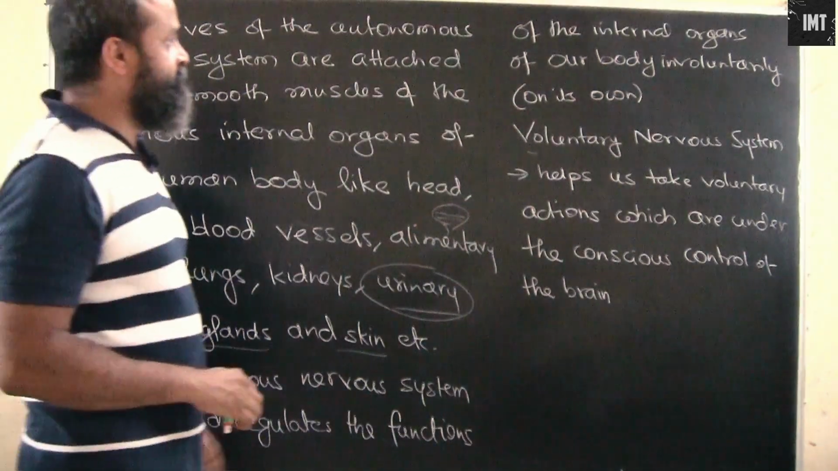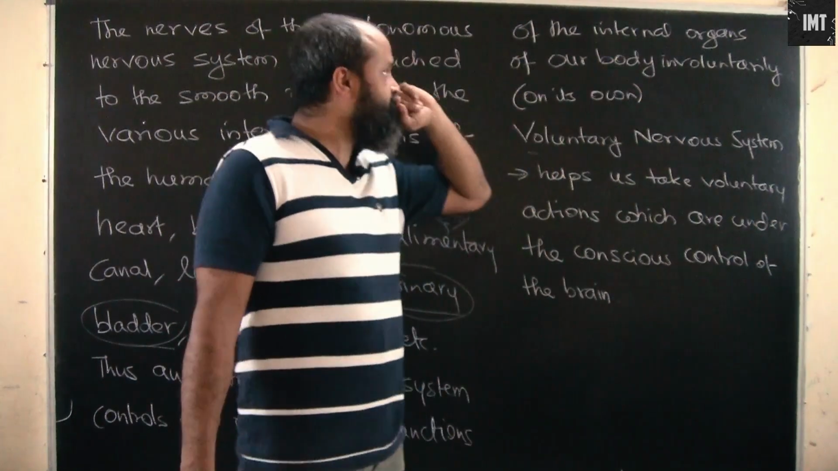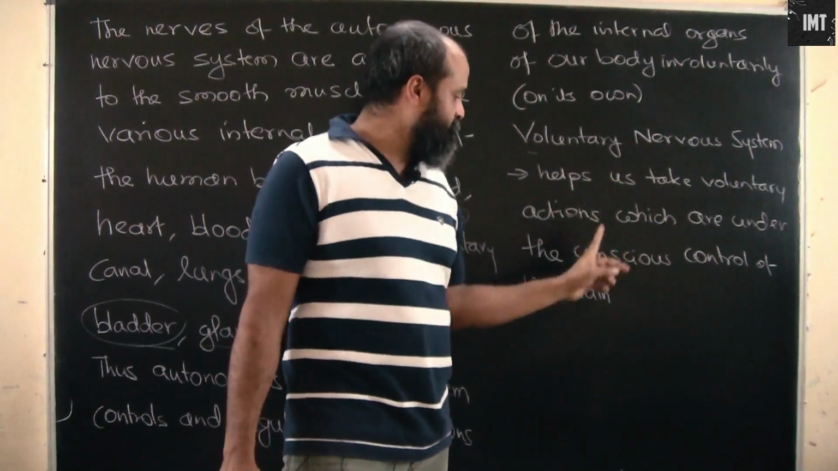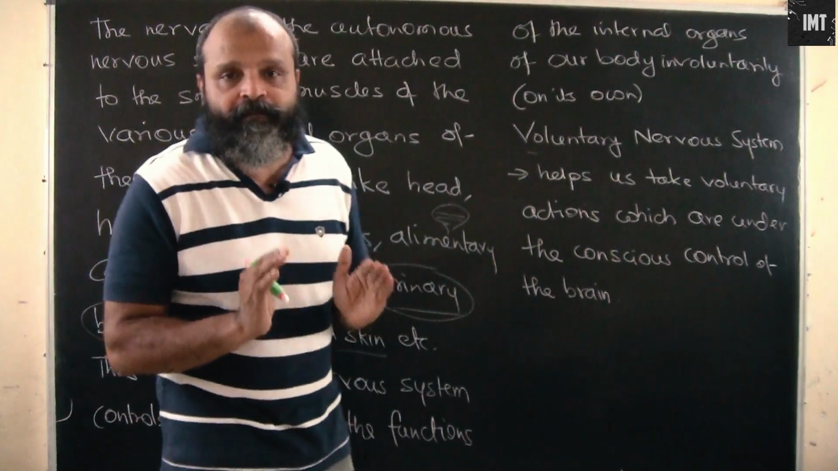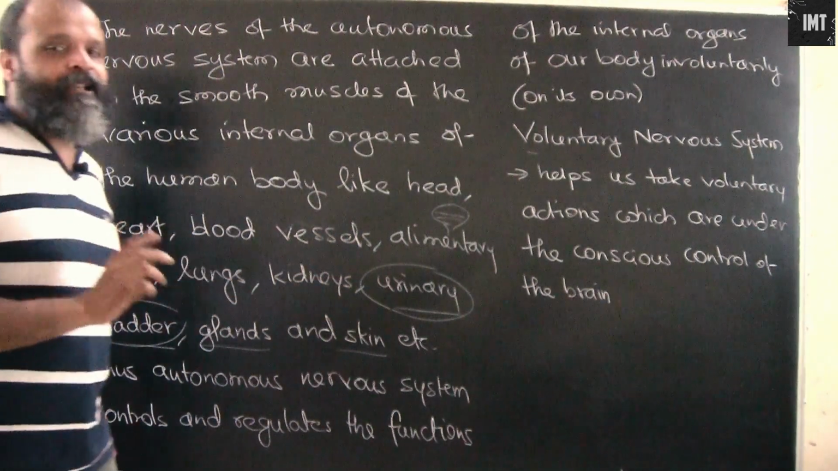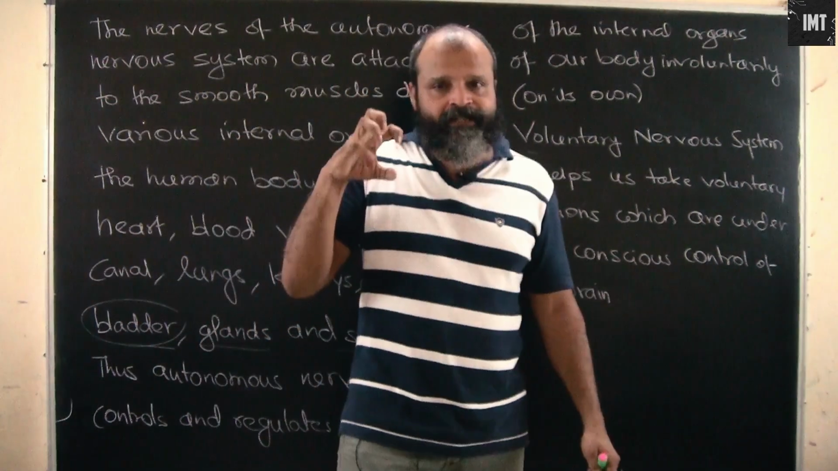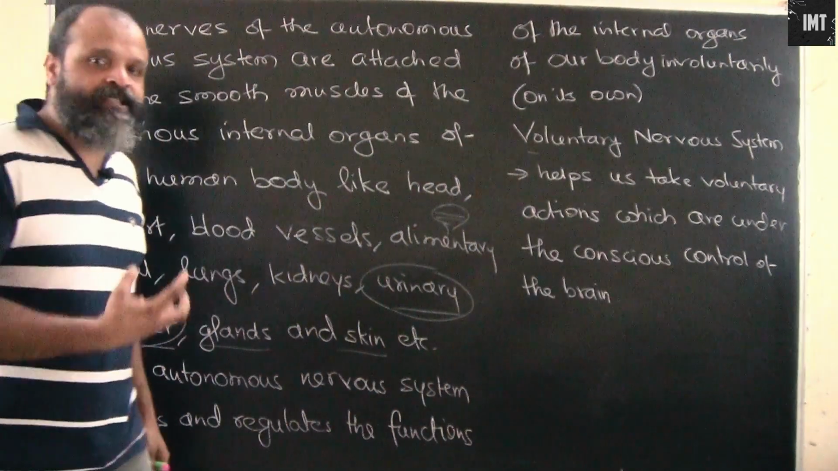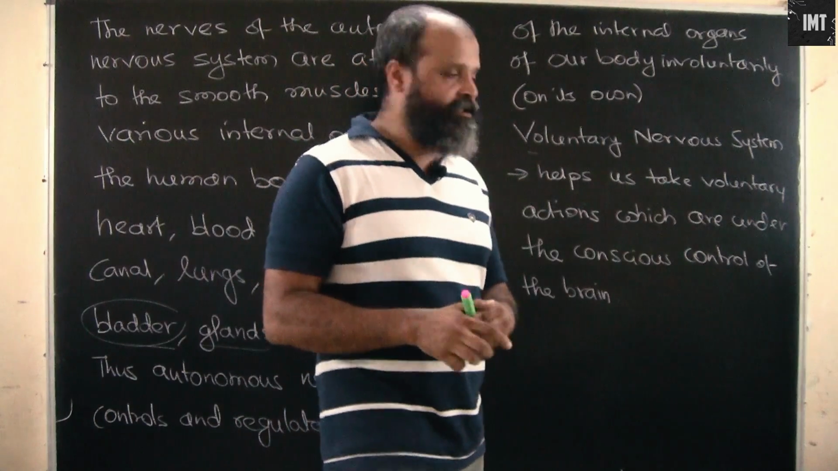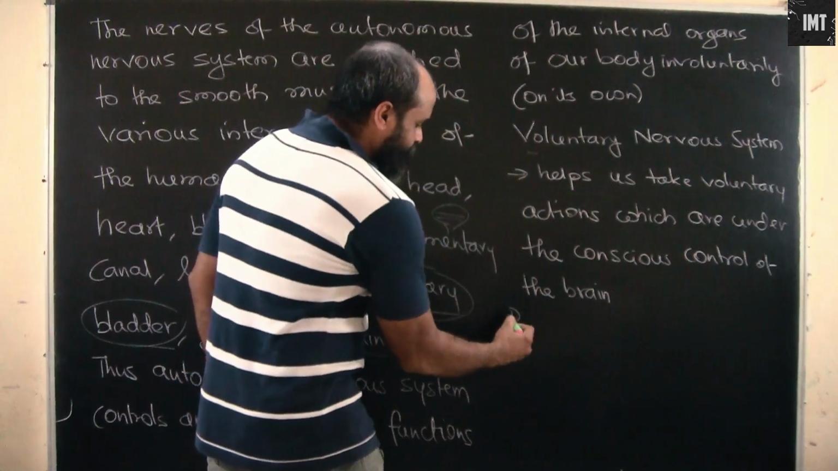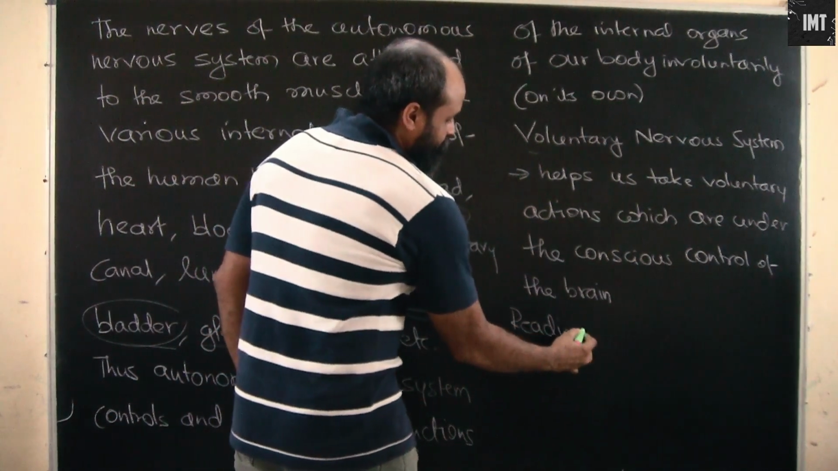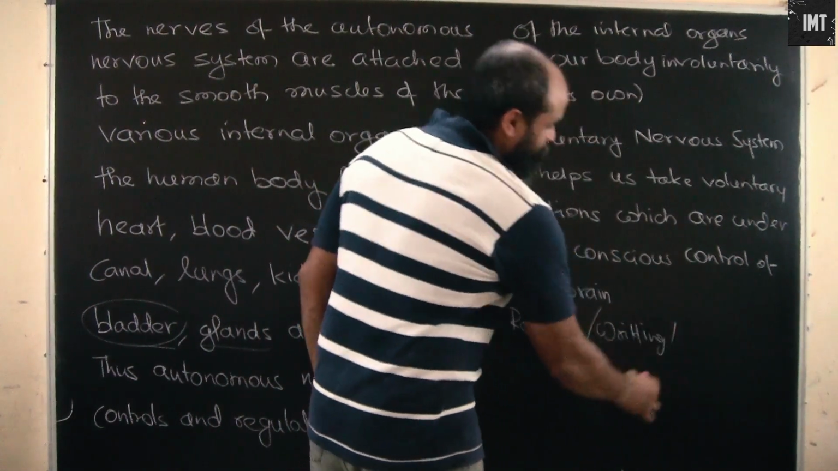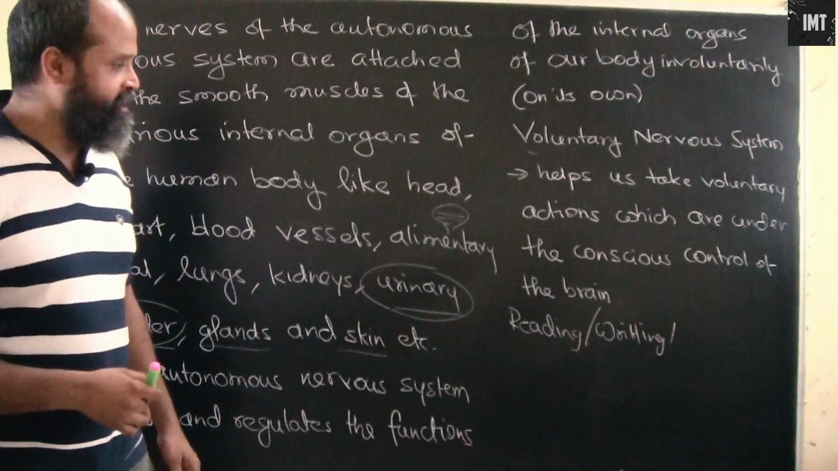So the voluntary nervous system, which is also known as the VNS, helps us take voluntary actions which are under the conscious control of the brain. Voluntary actions, as the name itself suggests, means that they are done by our own will. Our conscious will is involved in performing these actions. For example, when you are reading, as a student, the action of reading, the action of writing, all these are voluntary actions.